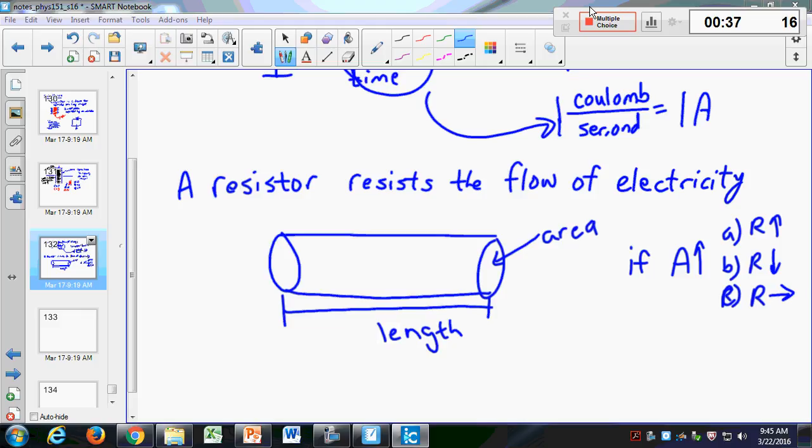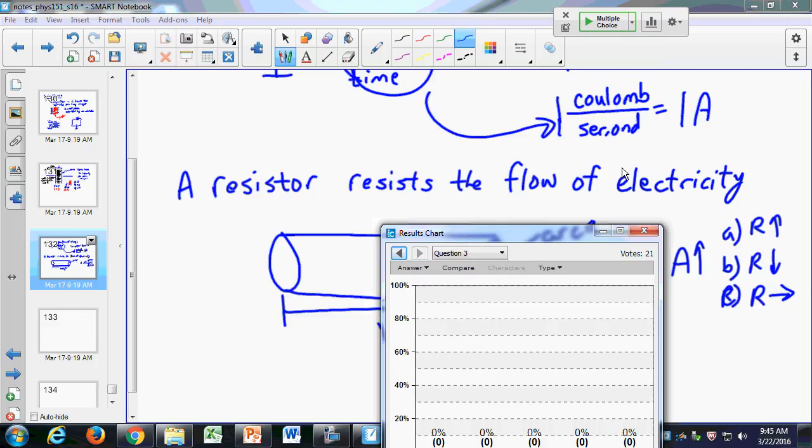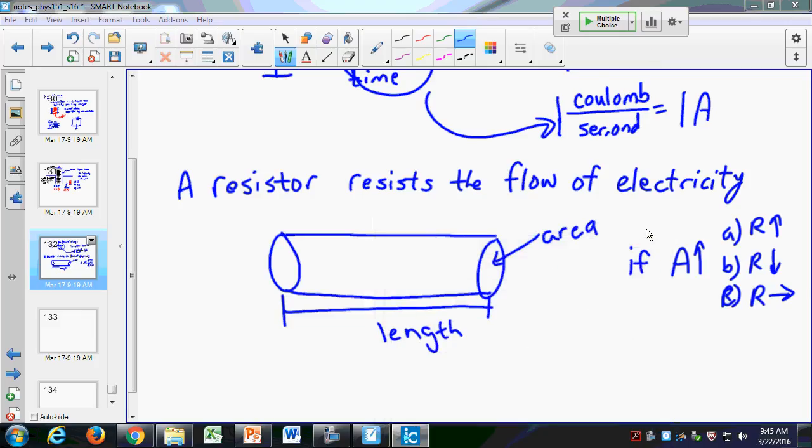Doing really great on this. We'll just do a few more seconds. I'll stop at 45. Okay, awesome. B is right. If the area goes up, think of a pipe, right? It's a lot easier to push water through a big pipe than it is through a tiny little needle or whatever. All right? Now let's think about the other dimension, the length.